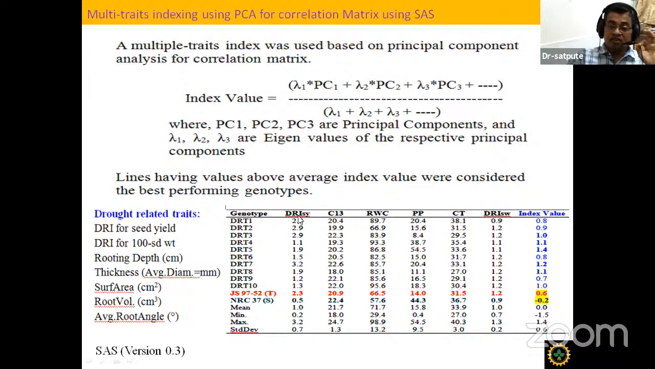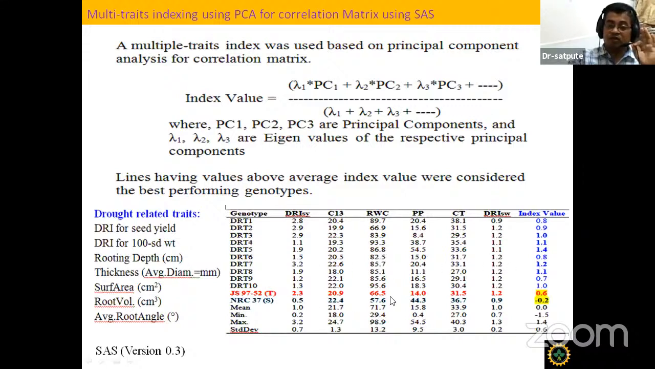So all these traits you can see here, and these are the genotypes, and these are the values for different traits. They are indexed into a value you can see here, and finally what comes out is the average value, the mean value, which comes to 0, and anything above this value is considered the best performing genotype.